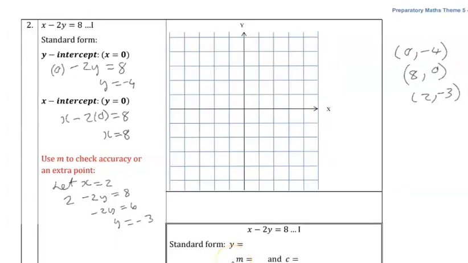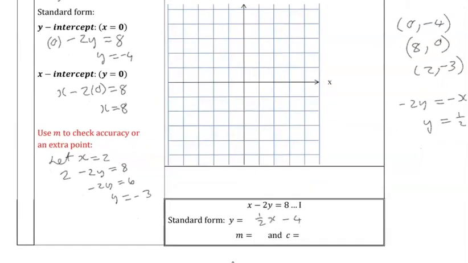I can also quickly find the standard form. That will be minus 2y equal to minus x plus 8. So if I divide by negative 2, I will get a half x minus 4. So here we have a half x minus 4, and our m value will be a half, and our c value will be negative 4.